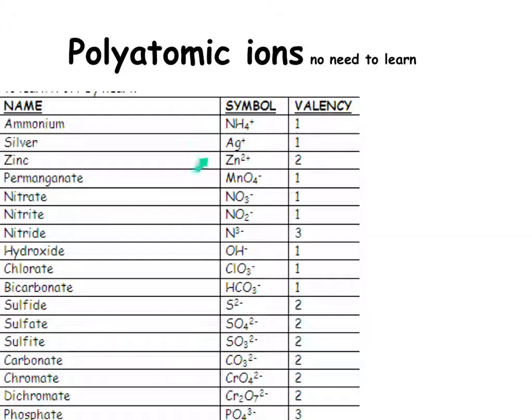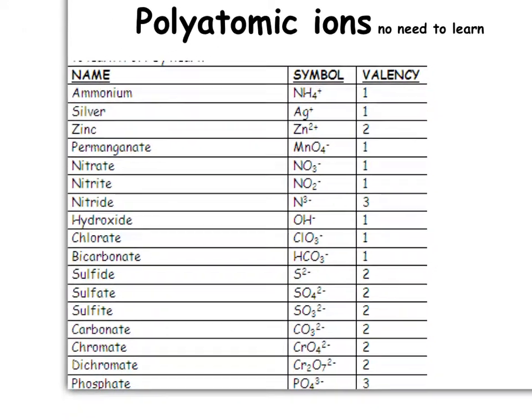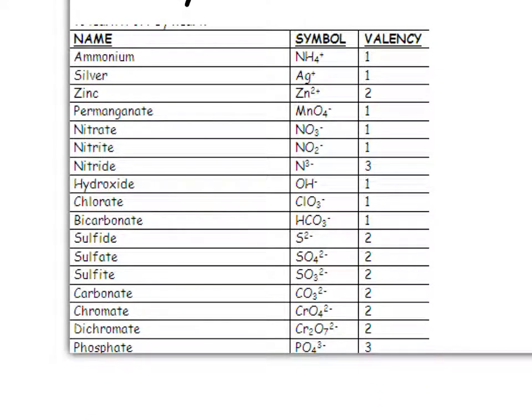You will be given this list of polyatomic ions in a test or an exam. You do not need to learn them, you just need to know how to use them. However, you do need to be somewhat familiar with them, in the sense that you are going to have to be able to spot them quite quickly. So, ammonium is not the same as ammonia. It's NH4+.